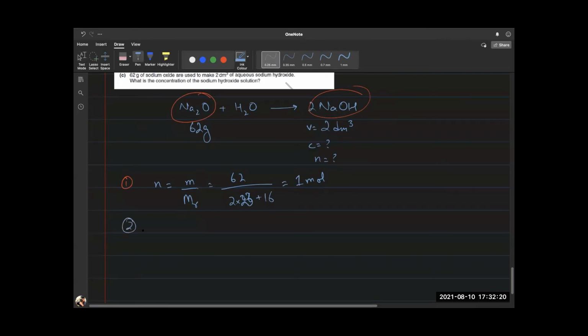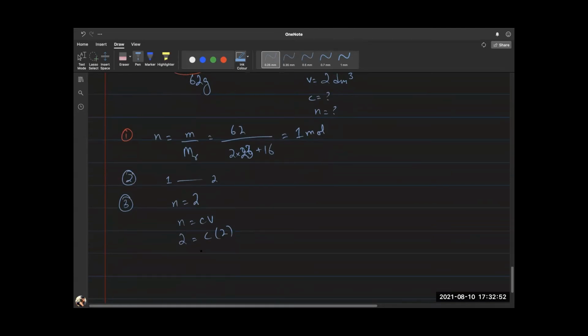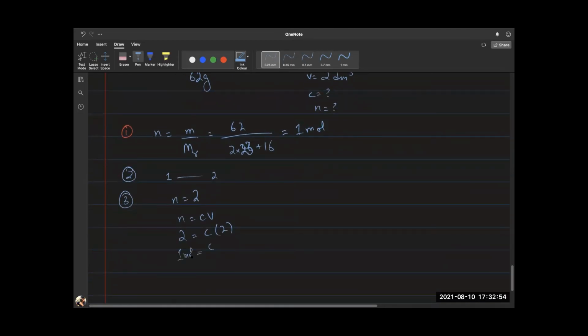Now the second step is finding moles of sodium hydroxide. So 1 mole makes 2 from the equation. We know 1 mole makes 2. So we have 1 mole, so it will make 2. I don't need to do any calculation. So I know that 2 moles will be made. So if number of moles is 2, I want to find concentration. Number of moles is concentration times volume. 2 is equal to C times 2, so C is equal to 1 mole per dm cube. So that's the traditional method.